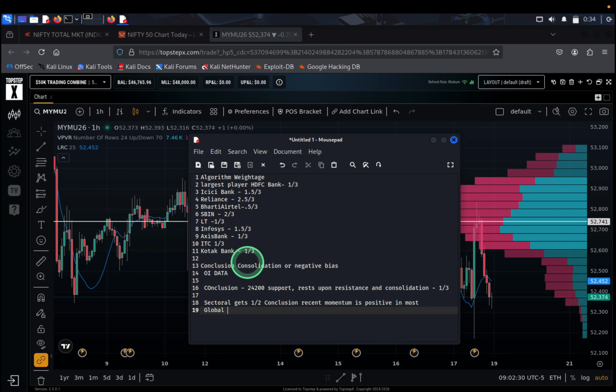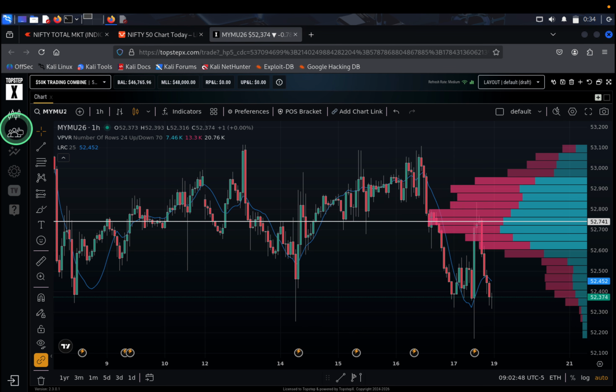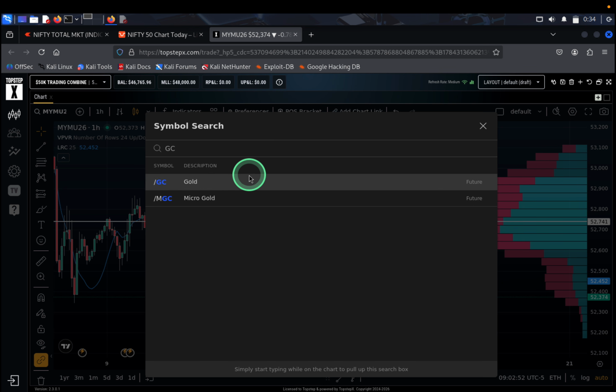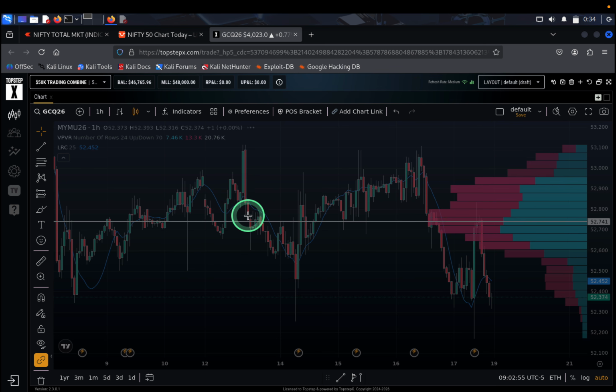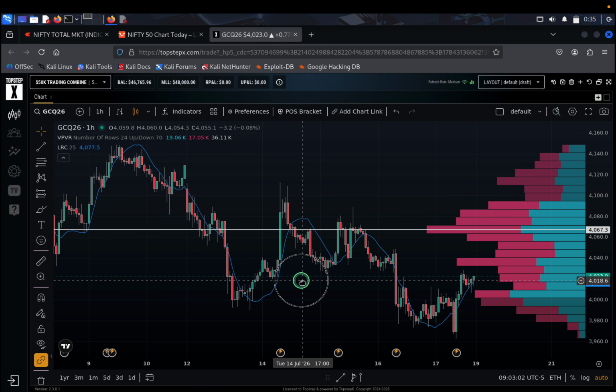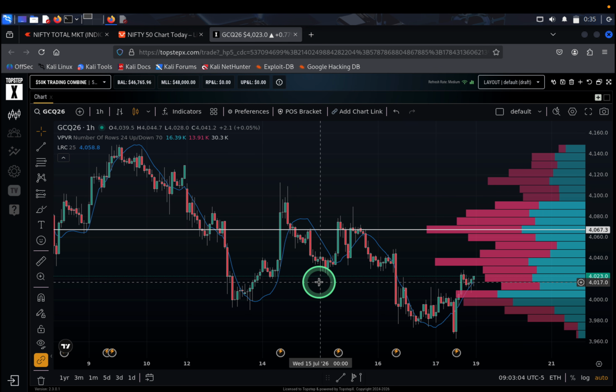Global, for these three sectors, will give 0 out of 5. They do not make sense to us. The rest 5 points are on gold, silver, and crude the most. Crude carries 1.5 points, and silver and gold carry 1.5 points each. So this algorithm is completed this way.